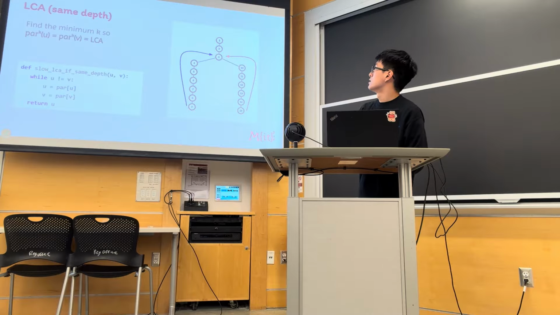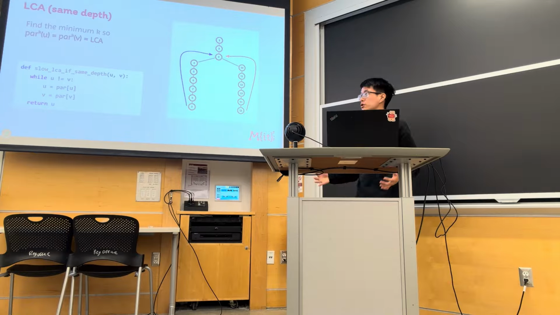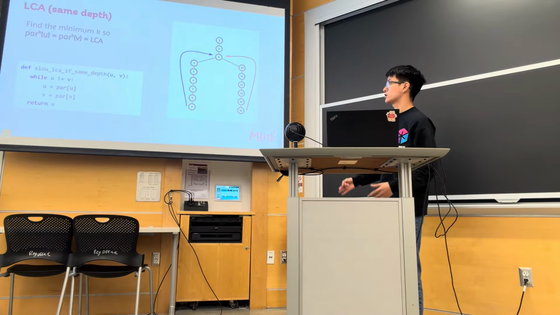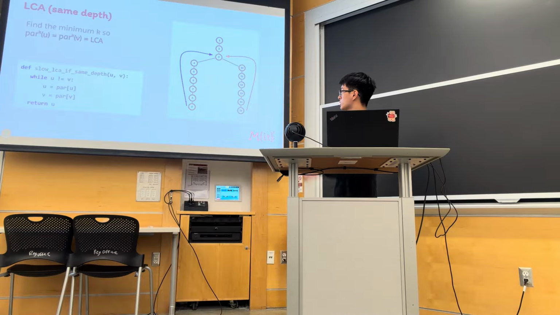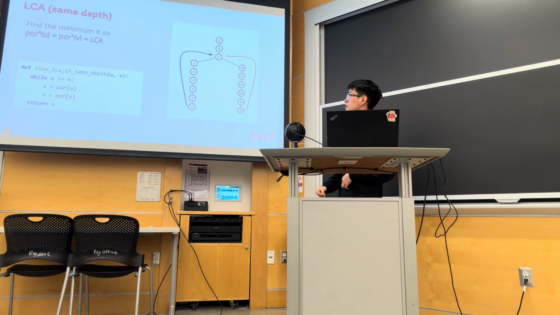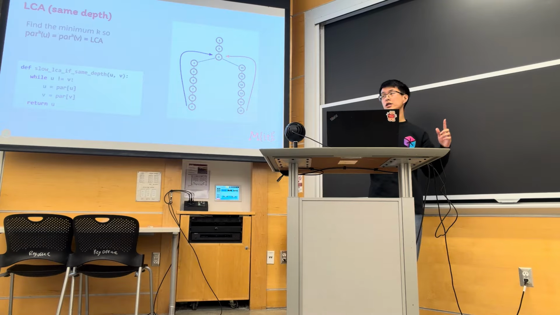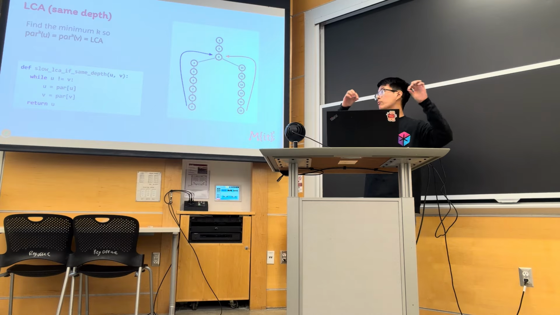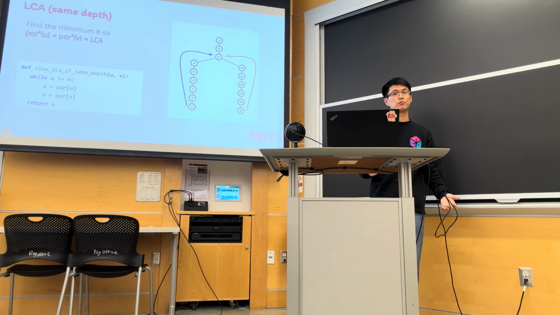Okay. So from this, we can arrive at a slow LCA algorithm where we just iterate up through the parents each time until we arrive at something that's the same. So you can see that code right there. However, that code is O of n, since you're just going up one parent each time, it can be pretty slow.